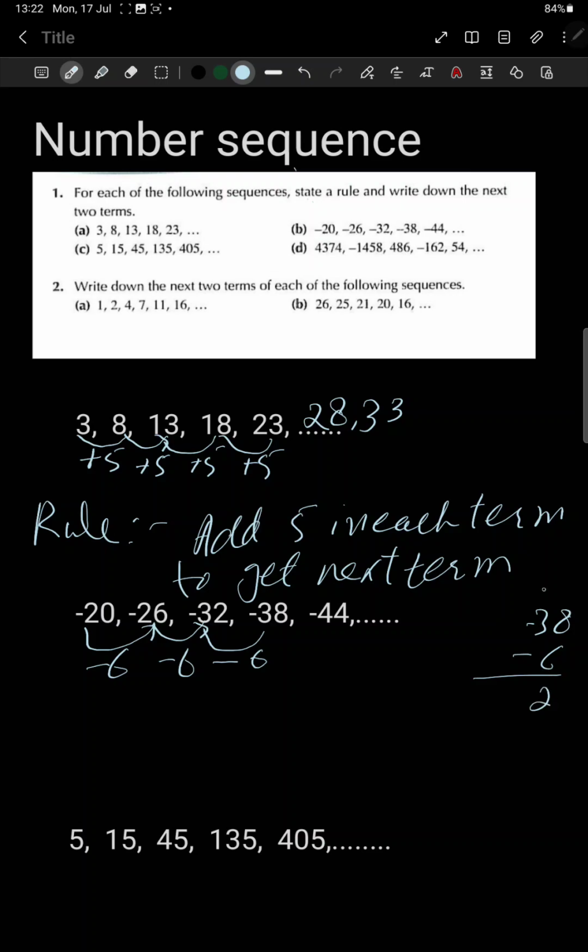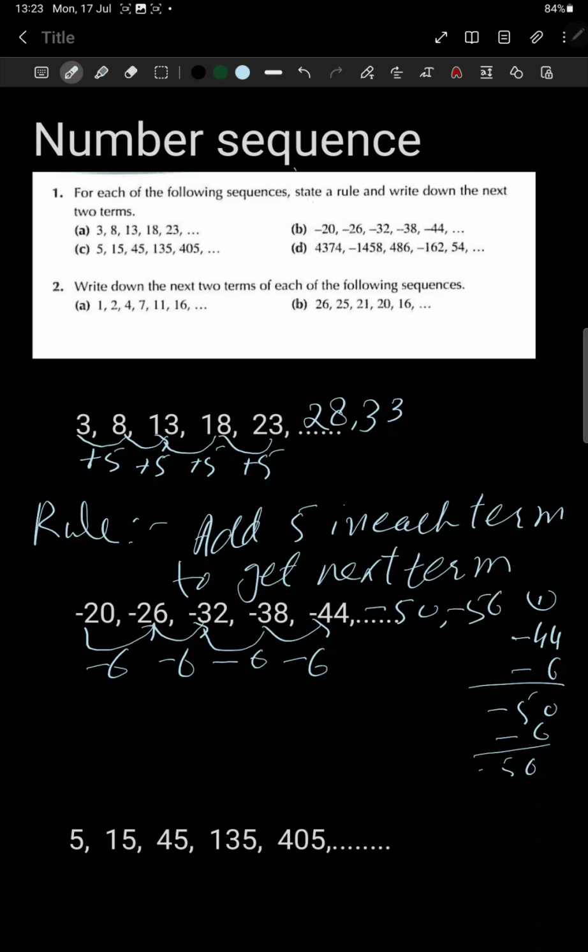Like we will check as well, minus 6: 8 plus 6 is 12, 1 carried, and 4. Minus 40, minus 44. So it will give us minus 44. So in this way, the difference here is minus 6. Then to get the next term, minus 44 minus 6: 6 plus 4 is 10, 1 carried, 50. So the next term is minus 50. To get the next term now, minus 56. So in this way, we have written the next two terms.